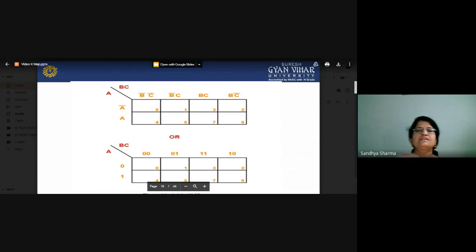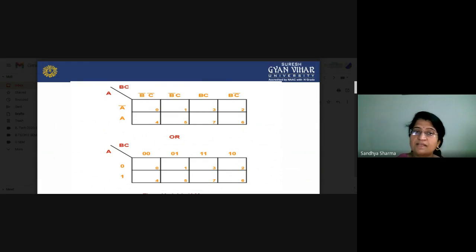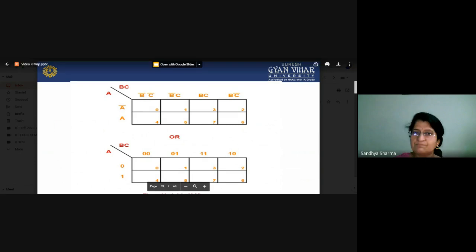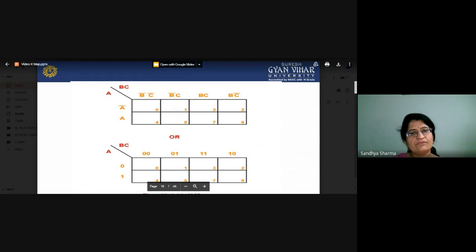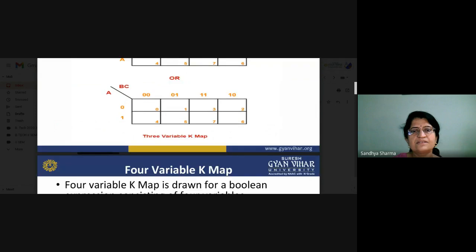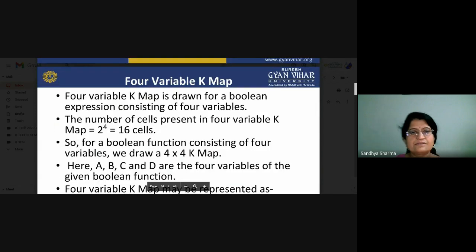Now, if you want to represent your variables in terms of alphabets, what will happen? 00 will be represented as B complement and C complement. 01 is represented as B complement C. 11 is represented as BC, and 10 is represented as B C complement. This is the pattern through which you can represent, and there is only one variable, so it will be represented as 0 and 1. There is not much more here. We will switch to the four variables. So this is the basic representation, and by using this we can represent our variables.